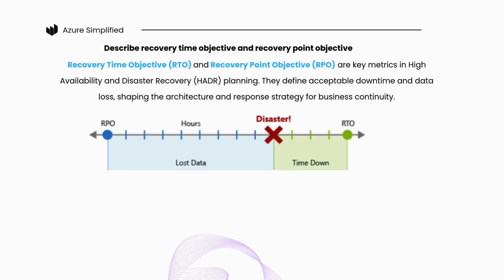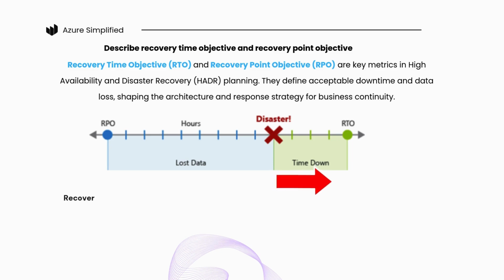1. Describe recovery time objective and recovery point objective. Recovery time objective, RTO, and recovery point objective, RPO, are key metrics in high availability and disaster recovery, HADR, planning. They define acceptable downtime and data loss, shaping the architecture and response strategy for business continuity.